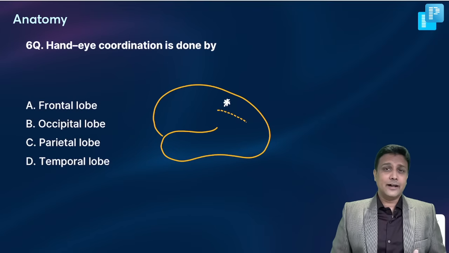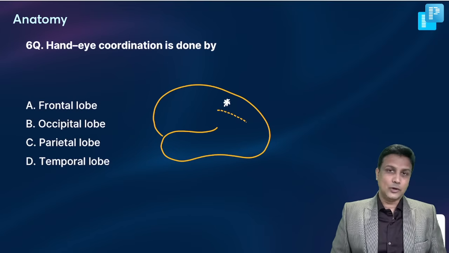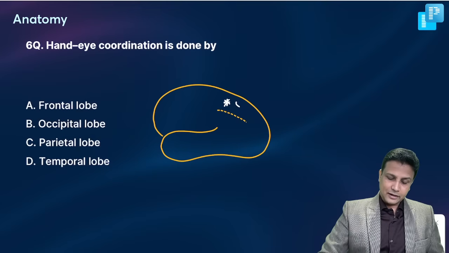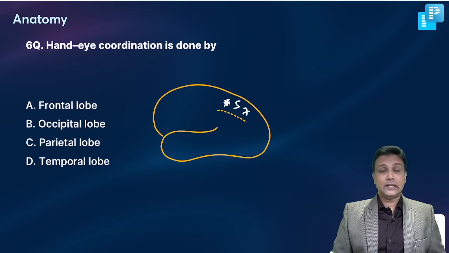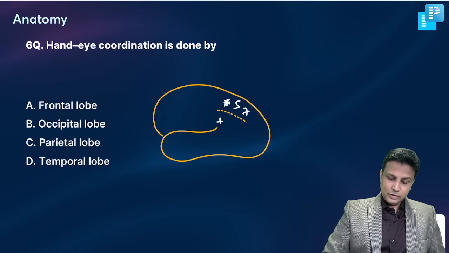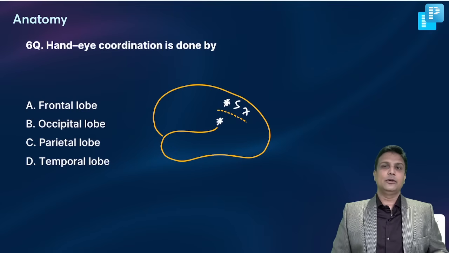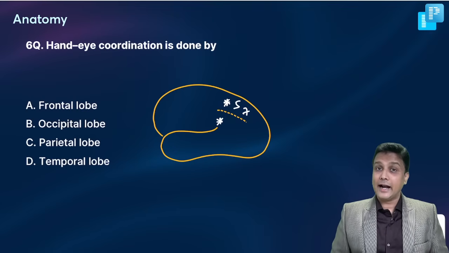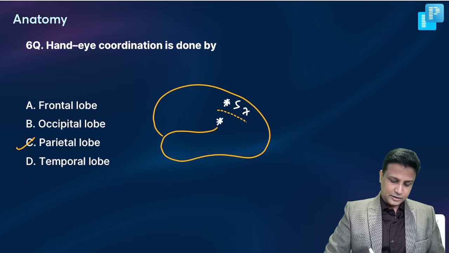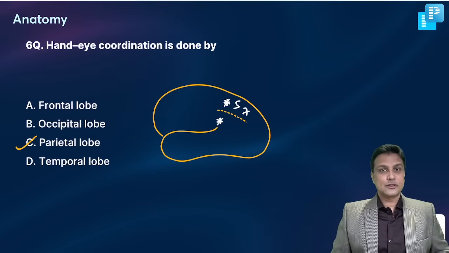We don't call it a gyrus. Why? Because when the gyrus is larger, we call it a lobule. So it is superior parietal lobule. And in this, you'll be having area number 5 and area number 7, which will be the sensory association area. Now this one below here will be the inferior parietal lobule. And inferior parietal lobule is the one which is responsible for hand and eye coordination. Hand and eye coordination is done by the parietal lobule, the inferior parietal lobule, to be more specific.